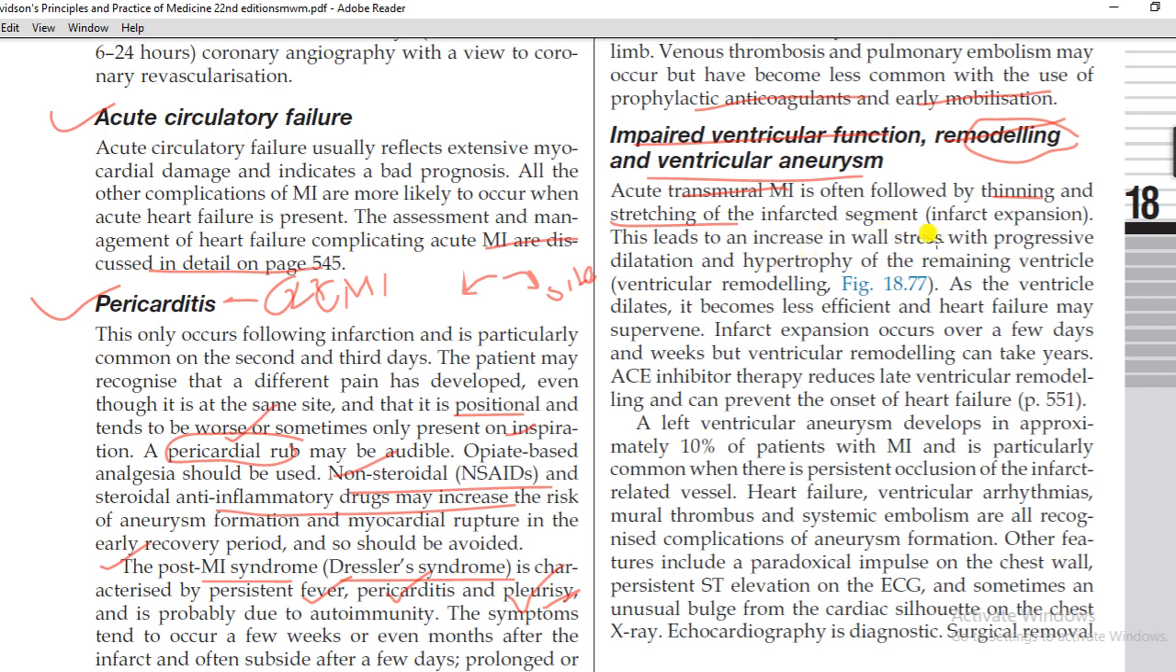There is stress, which leads to an increase in wall stress. There is dilation of the ventricle as well as hypertrophy of the remaining ventricle. As the ventricle dilates, it becomes less efficient and heart failure may supervene.